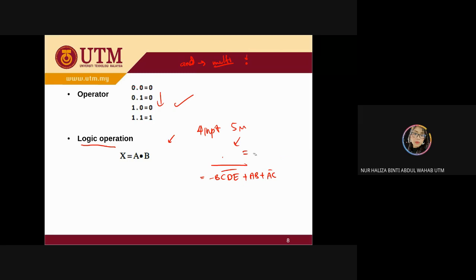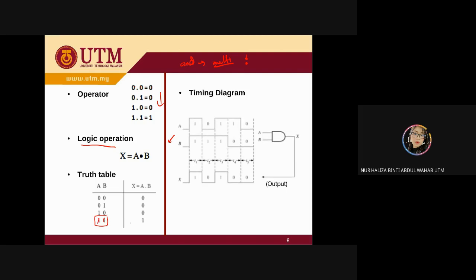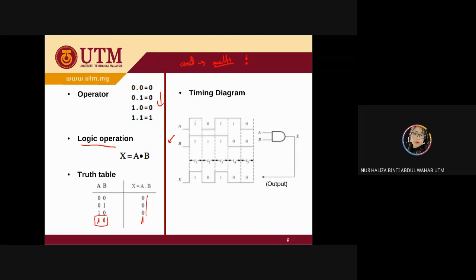What else you are going to see is your truth table and your timing diagram. For the truth table, I will always look here: if my input is 1, 1, my output will be 1. So the rest will be 0. That's why I can see my input here 1, 1, I will get 1. The rest I am going to put as 0.